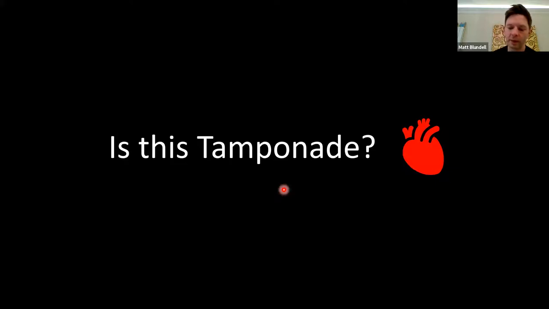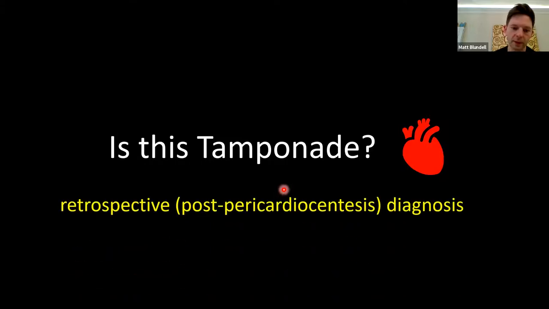The actual gold standard diagnosis of tamponade is a retrospective diagnosis. So if you take fluid out and you get an improvement in their hemodynamic status, that therefore is a tamponade. Unfortunately, you're not going to be able to aspirate fluid on every single patient that comes in with a pericardial effusion with possible signs of tamponade. So we have to use the clinical evidence in front of us. What does the patient look like? What are the observations? What's the etiology, we think? And also we use our echo findings as well.